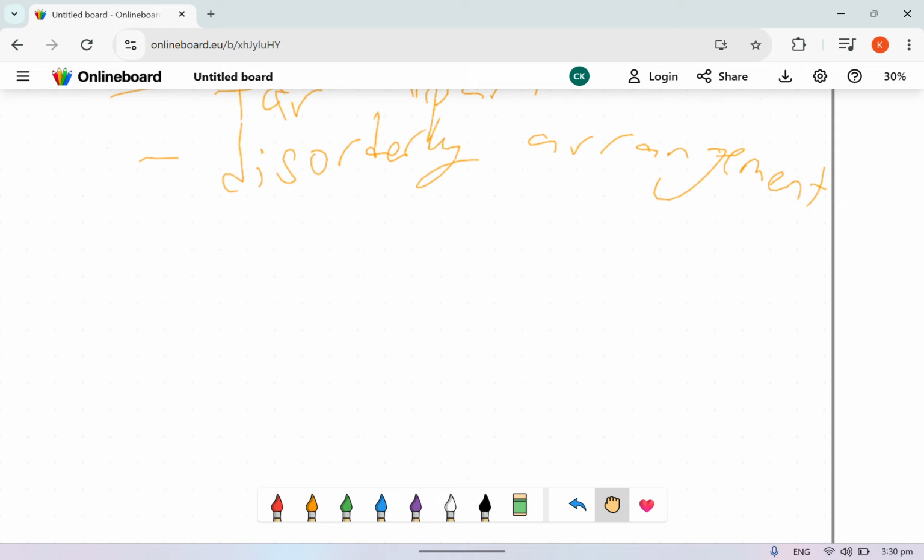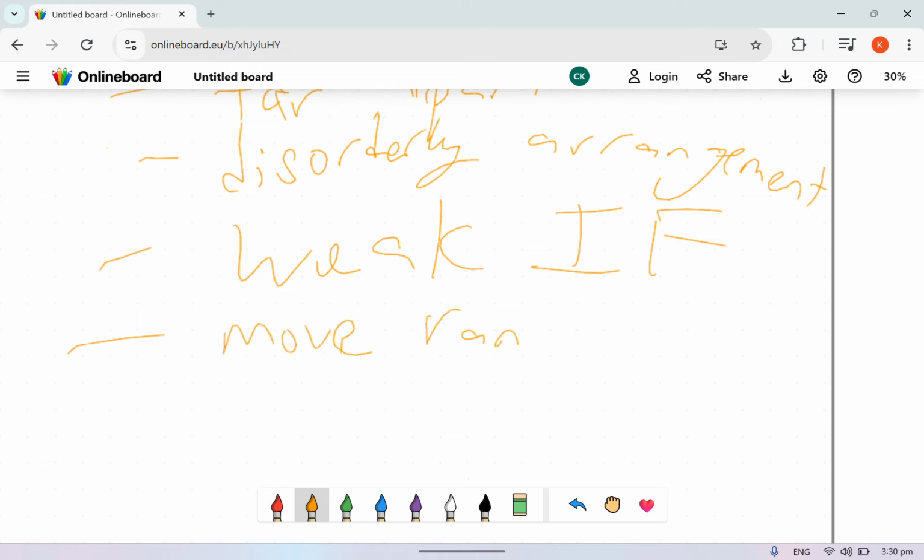Now, they really can just occupy whatever space there is. They don't really care. That's why there's no fixed volume, and that's why they have low densities as well. So weak intermolecular forces, and gases are really the ones who move about randomly at high speeds. It's just bouncing around, ricocheting around.